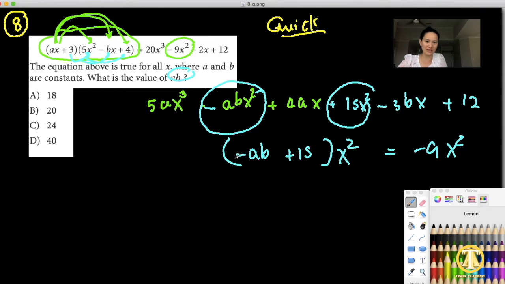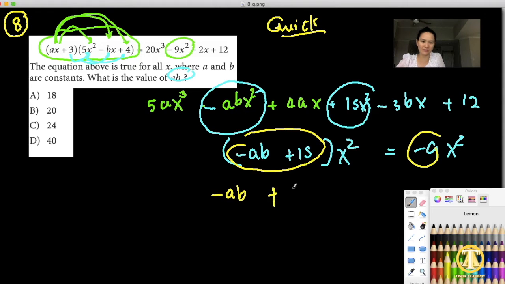So that means negative ab plus 15 equals negative 9. So ab equals 15 plus 9, which is 24. And I get the answer 24.